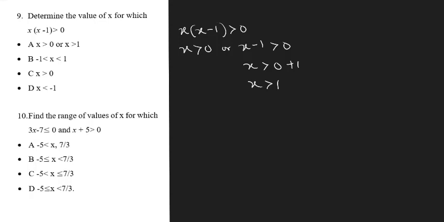Positive 1, which is the same thing as 1. Remember, we still have our x greater than 0. So we're going to say x greater than 0 or x greater than 1. So this is the answer. So let's check the options. From our options, our answer is A. Right? Let's move to the next question.